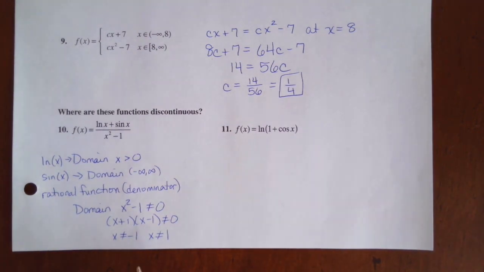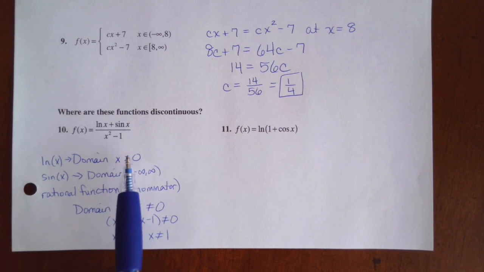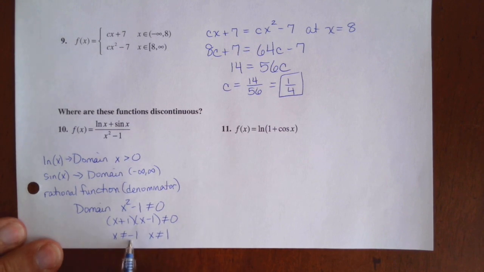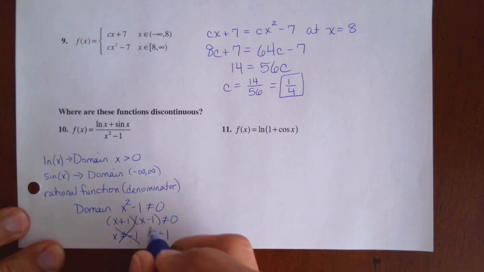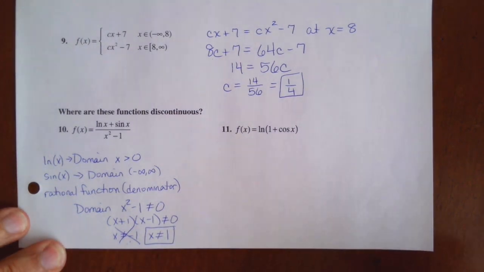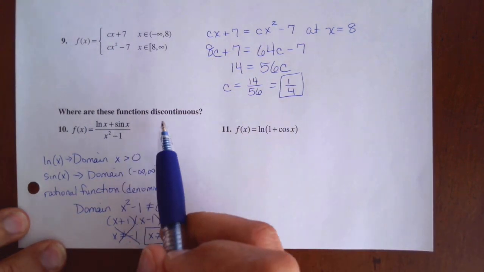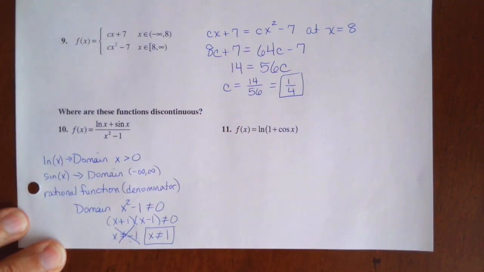All right, so if that top piece right there wasn't there, then that would be my answer, okay? But look at your domain. We can only use numbers greater than 0. So if you're only using numbers greater than 0, this one isn't even part of the domain. We don't need that one. So this is the only number in the domain that's a problem. So where is this function discontinuous? That would be at x equals 1, okay? All right, so again, the domain is real important on this one.